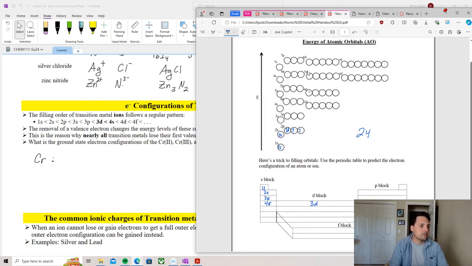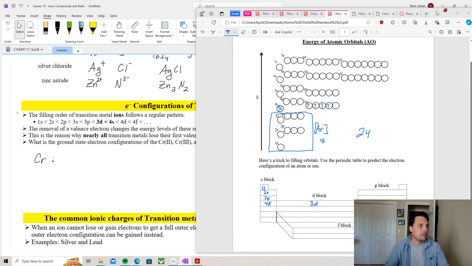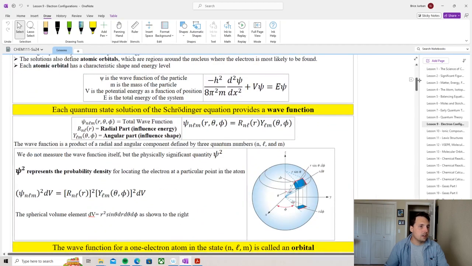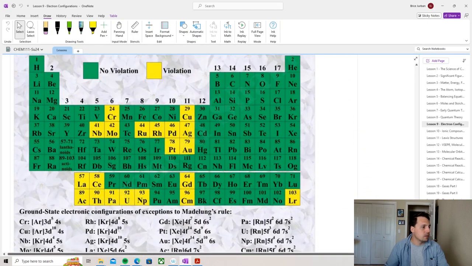So we're just going to use the short notation now. So here is argon. That's 18 electrons. And then we have 6 left over. So for chromium, we'll do 1, 2, 3, 4, 5, and 6. Now, is chromium one of our exceptions? Let's look back at the last lesson, lesson 9. Scroll on to the bottom.